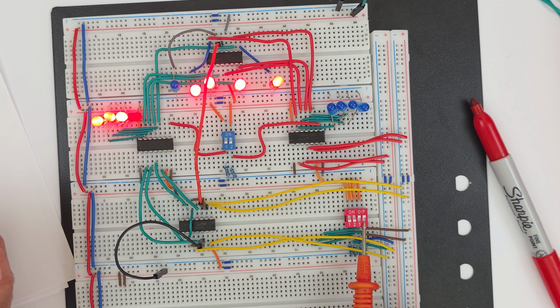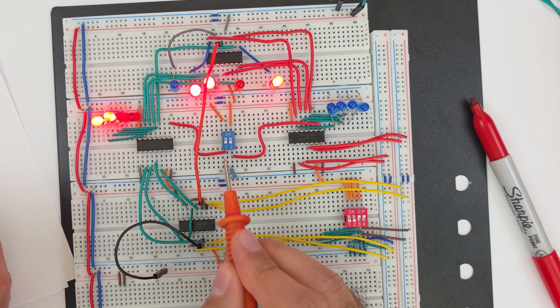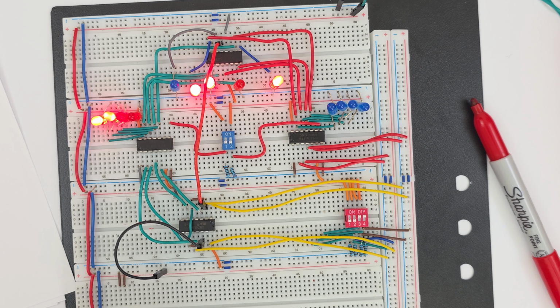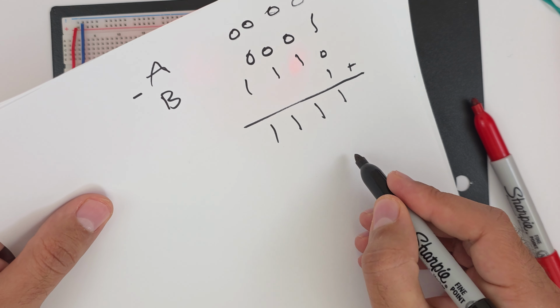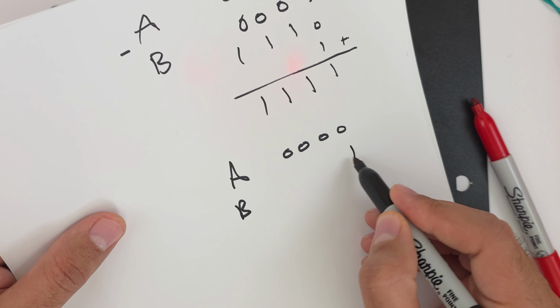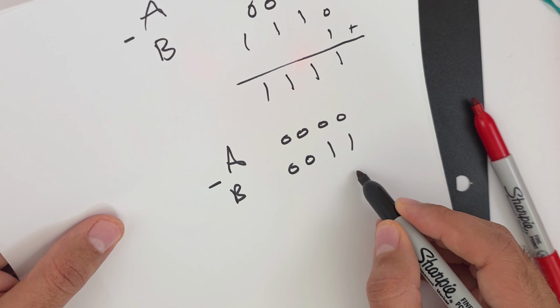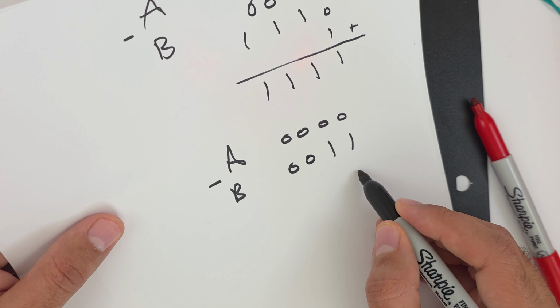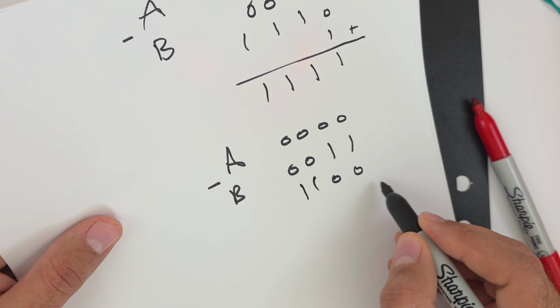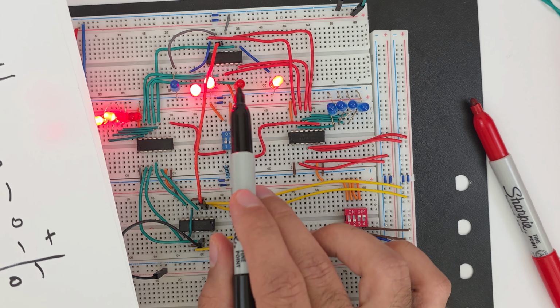So this value is 3. So let's say 0 minus 3. It should be this value. Let's try again here. So 0 for A, and B is equal to 3, 1, 1, 0, 0. But we need minus. So I am going to calculate the first complement here, 0, 0, 1, 1. Add 1, it should be 1, 0, 1, 1. Do you see this? 1, 0, 1, 1.